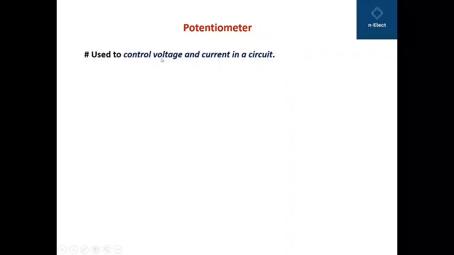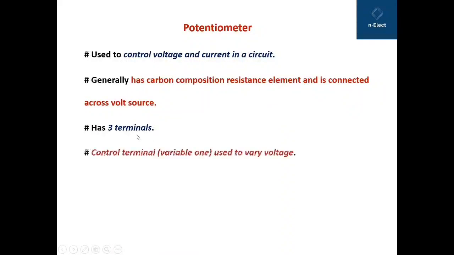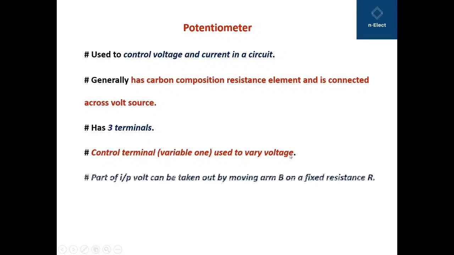Potentiometers are used to control voltage and current in the circuit. A potentiometer generally has a carbon composition resistance element and is connected across a voltage source. It has 3 terminals, 2 fixed and 1 variable. The control terminal, that is the variable one, is used to vary the voltage. Part of the input voltage can be taken out by moving arm B on a fixed resistance R, as we have seen in the previous diagram.